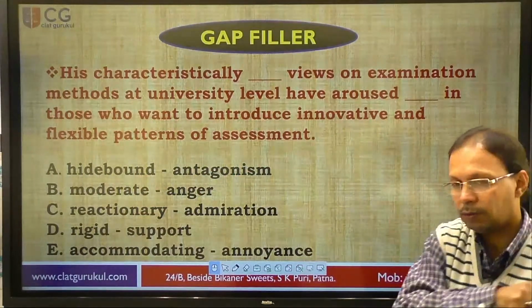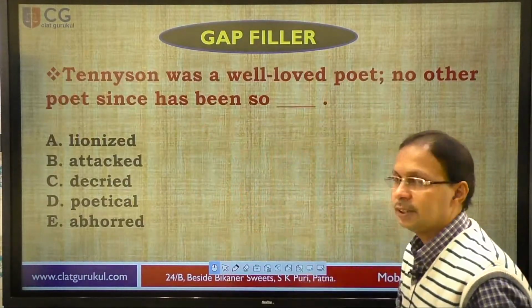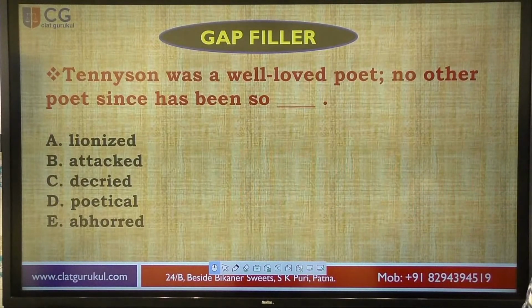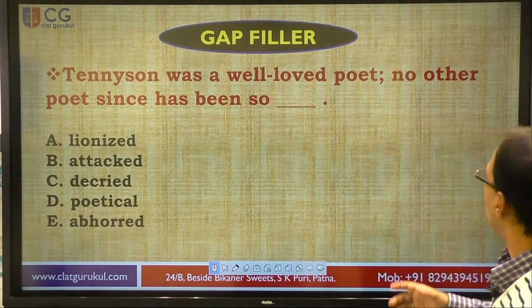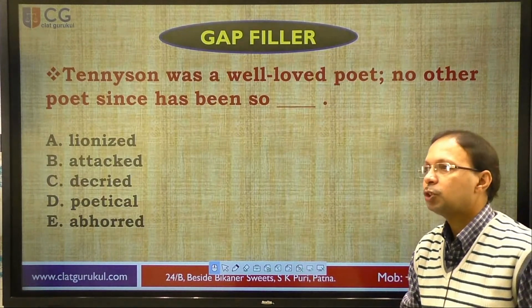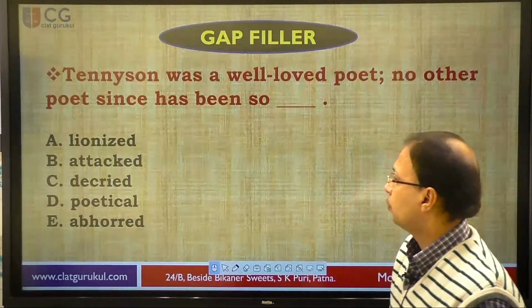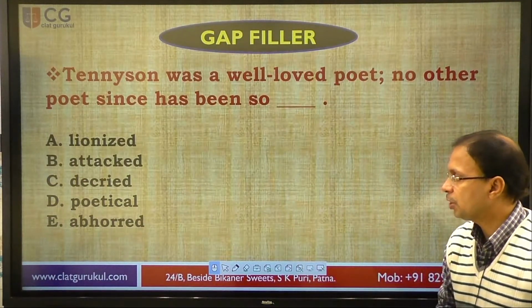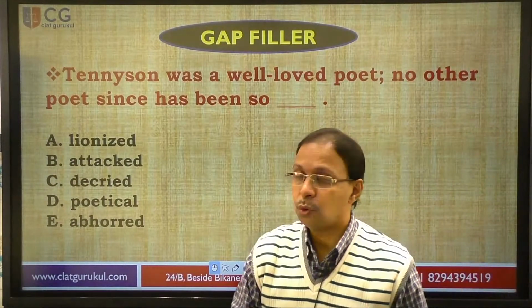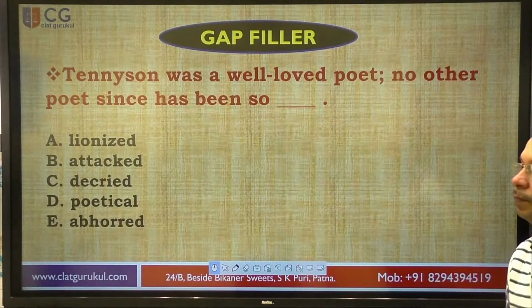Okay, right. Let us move to the next question. Tennyson, he is a great poet. Tennyson was a well-loved poet. No other poet since has been so, then blank. First one is lionized, next one attacked, third one decried, fourth one poetical, and fifth one abhorred. Now, what should be the actual word?